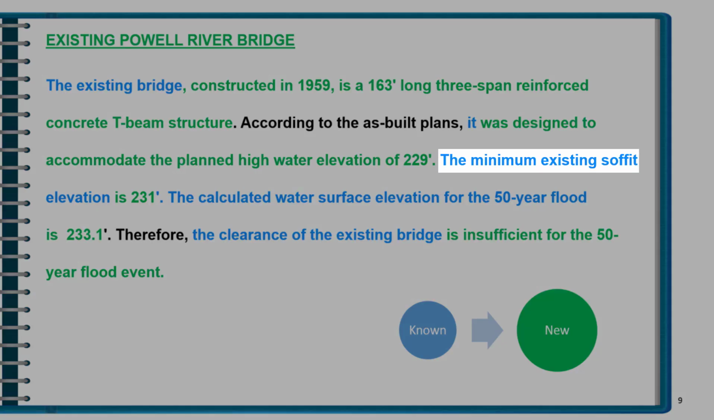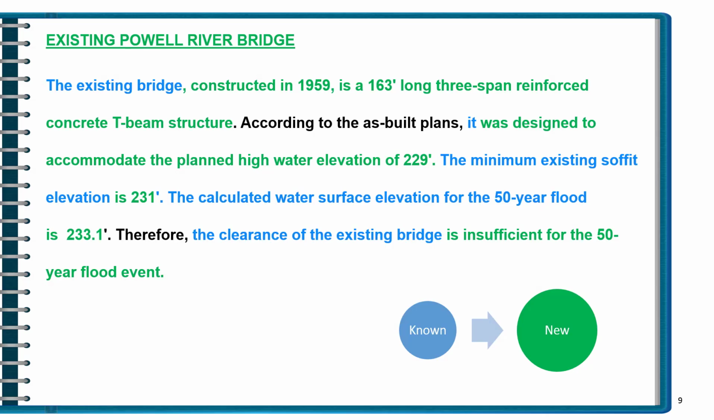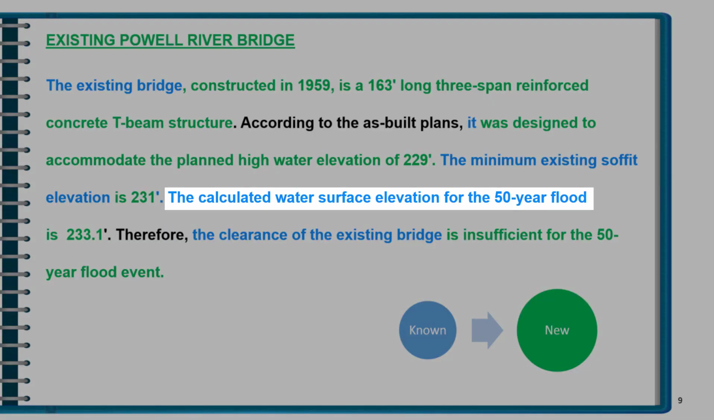Sentence 3 begins with information that is easily inferable. Bridges have soffits under which water must run. Sentence 4 begins with information that is new in the text, but known from readers' experience that elevations of floods are an important consideration in bridge design.